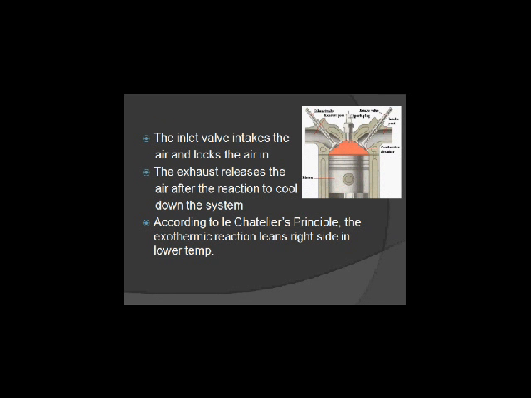The inlet valve lowers when the engine starts to let the cool air come in to lower the temperature, and goes back on to lock the air inside. After the reaction happens in the combustion chamber, the exhaust valve lowers to let the hot air go out to lower the temperature inside the combustion chamber, and goes back on to be ready for the next cycle. According to Le Chatelier's principle, the exothermic reaction leans towards the right side during lower temperature and leans towards the left side during higher temperature.